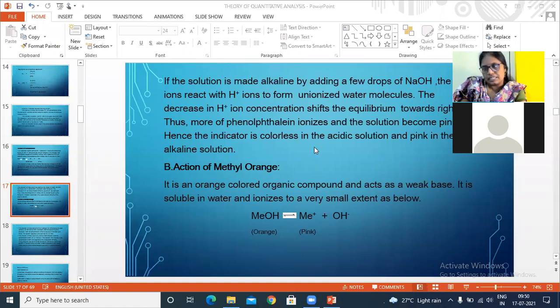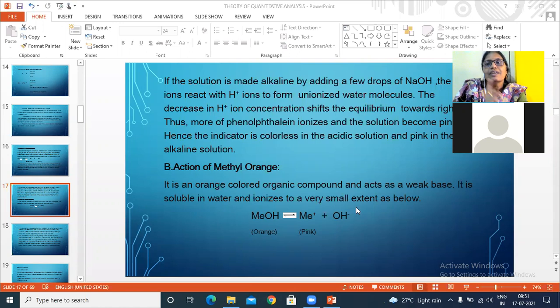But phenolphthalein is a colorless substance, and methyl orange is an orange colored organic compound. In general, all indicators are organic compounds, basically. Whatever it may be, whether it is a solid or liquid, or whether it has any color or not, they are organic compounds only. And it acts as a weak base, soluble in water, and ionizes to a very small extent as below. So the ionization of methyl orange won't be a complete ionization. It's partial, only a very small extent can undergo ionization. So once again, it's a weak base.